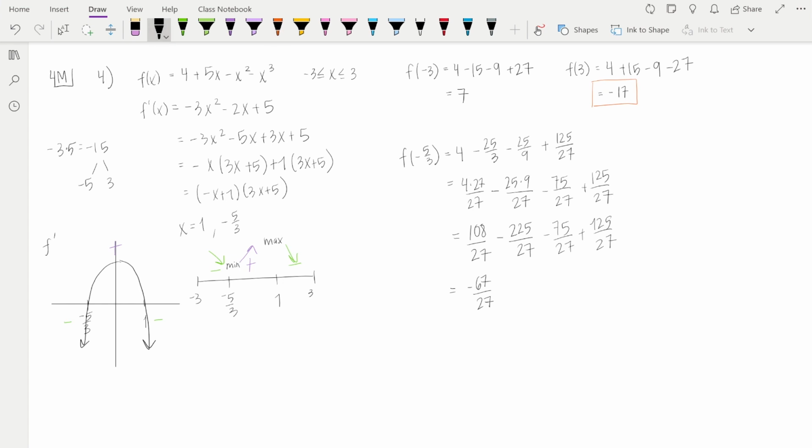So let's consider the maximum. So f of 1, a much easier value to plug in. 4 plus 5 minus 1 is 7. So it's at the same place. The greatest value that the function reaches is 7, but it does so twice.